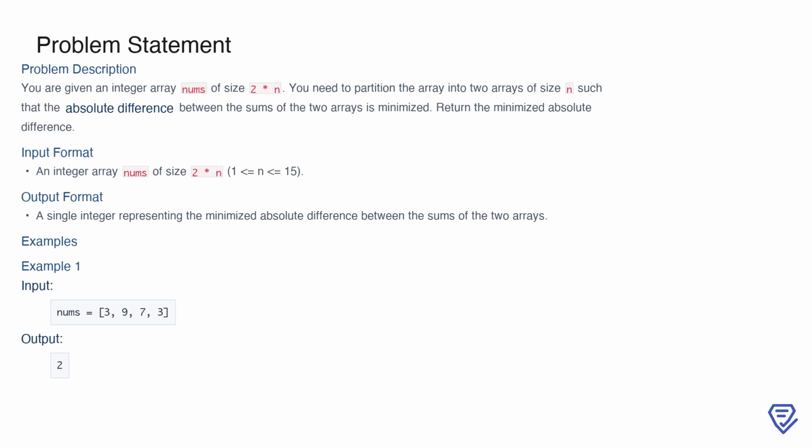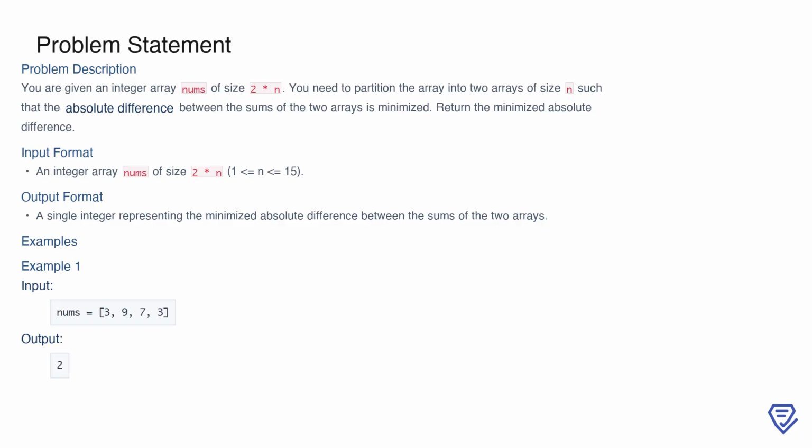The problem asks us to work with an integer array, nums, which always has an even length of 2*n. Our task is to split this array into two smaller arrays, each of size n, such that the absolute difference between the sums of these two arrays is as small as possible. The goal is to return this minimized absolute difference as a single integer.